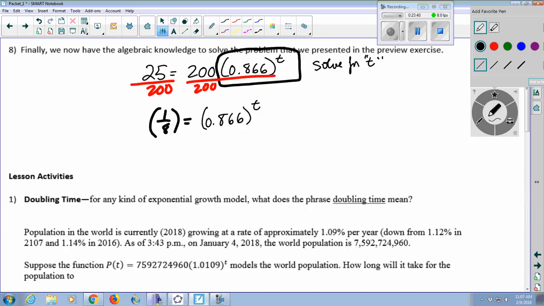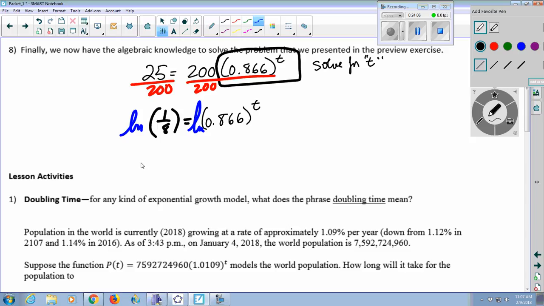Okay. I want to undo the exponentiation. To undo it, I have to take the log of both sides. It doesn't matter whether I take the common log or the natural log. It's really up to you. I tend to use the natural log. I don't know why, I just happen to use the natural log. So I'm going to take the natural log of both sides. The natural log of 1/8.